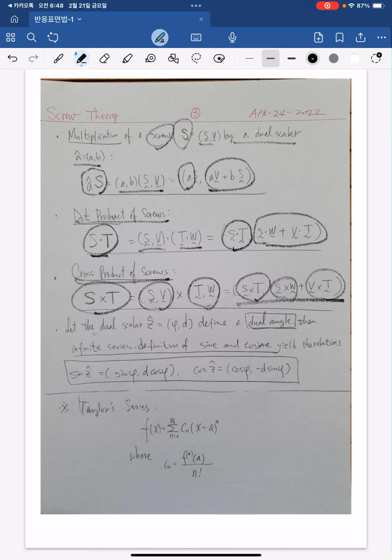Let the scalar ẑ = (φ, d) define a dual angle. Then the infinite series definitions of sine and cosine give the relations: sin ẑ = sin φ + d cos φ ε, and cos ẑ = cos φ − d sin φ ε.